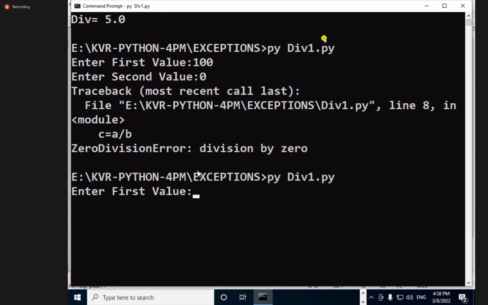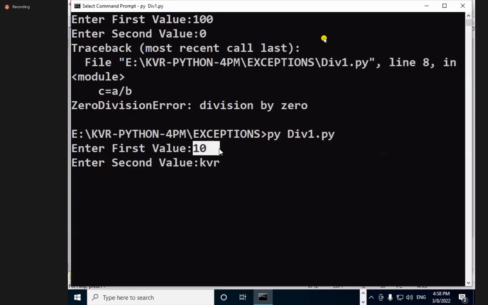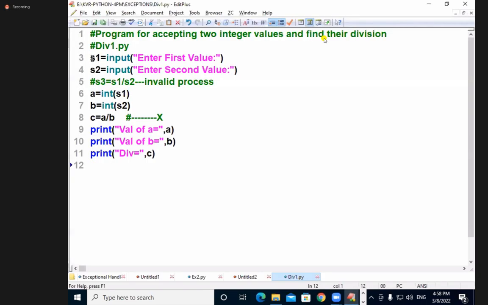Line number, enter. Value called what? 10. Next time entering what? KVR. I am entering 10, next time entering KVR. Go to the program now. What is happening? Line number 3, no problem. It accepted the value called 100. Line number 4 also no problem. Accepted the input. Line number 6 converted 100 into integer.